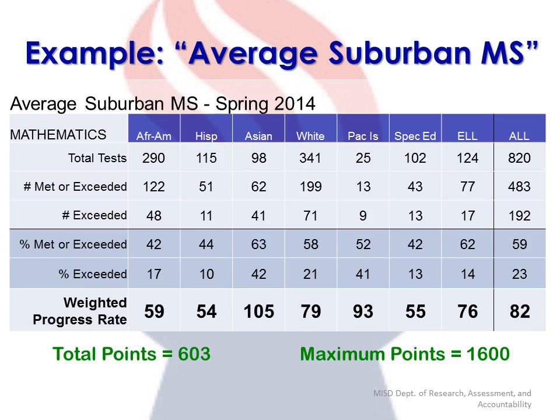The weighted progress rate for each column is the sum of the two percentages, each of which is possibly 100, so the possible weighted progress rate for each column is 200. With 8 columns, the total possible points for math is 1,600. But when we add the weighted progress rates across for Average Suburban Middle School, we get a total of 603.